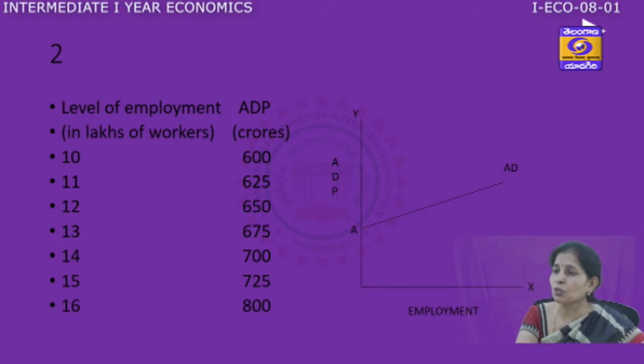The same thing is shown with the graph, where employment is shown on the x-axis and aggregate demand price on the y-axis. The curve is going upwards, which indicates that as the level of employment increases, the aggregate demand price also increases.